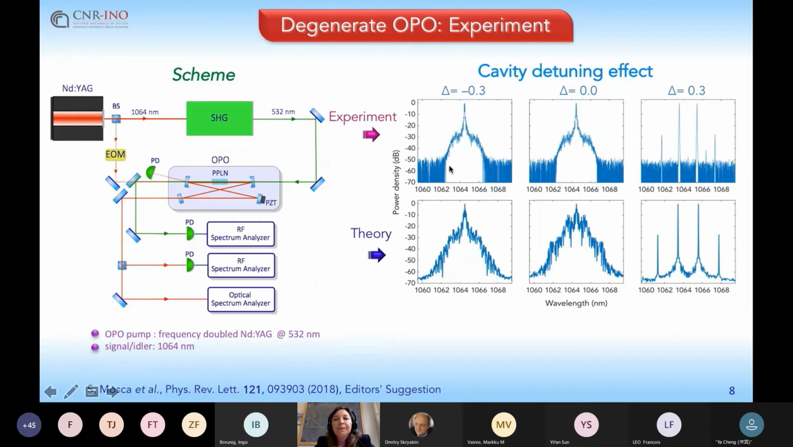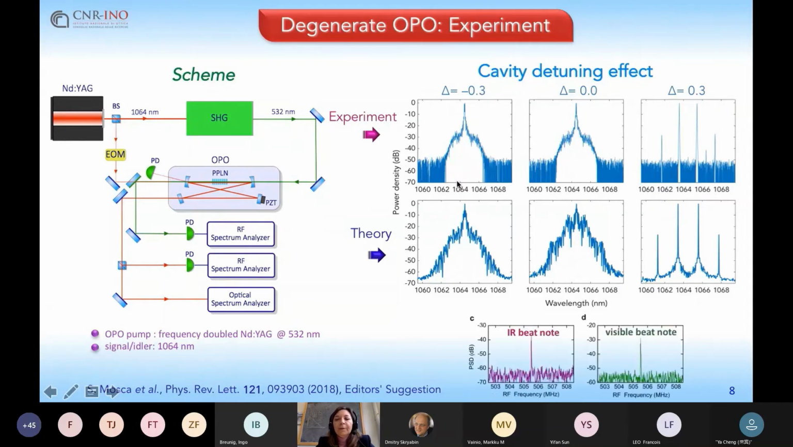In this scheme, in particular, we were able to slightly change the laser cavity detuning. So the frequency detuning here is measured in units of cavity linewidth. And as we can see, we obtained different types of combs corresponding to different detunings. In particular, for the comb on the upper left side, we were able to detect again a beat note in the infrared region and also a beat note in the visible region. And this indicates that we are generating a comb around the visible pump this time and around the subharmonic region.